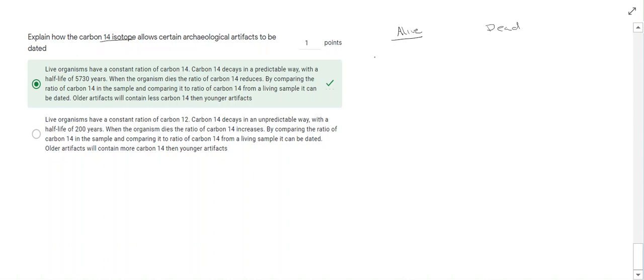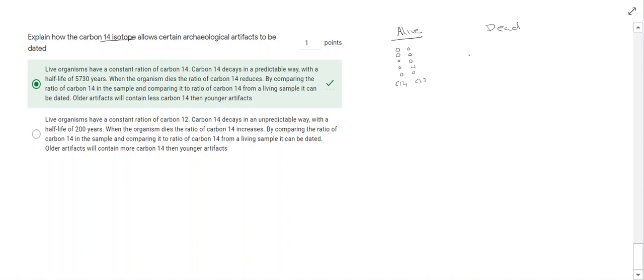So, for example, just as a very, very simple example, let's say in a live animal there might be 5 carbon 14s, and there might be, let's say, 5 carbon 12s. So they form a ratio, and that ratio, while the animal is alive, stays constant. Now remember, these carbon 14s are constantly decaying because they're unstable nuclei, so they'll be breaking down all the time, whereas the carbon 12 will just remain constant.